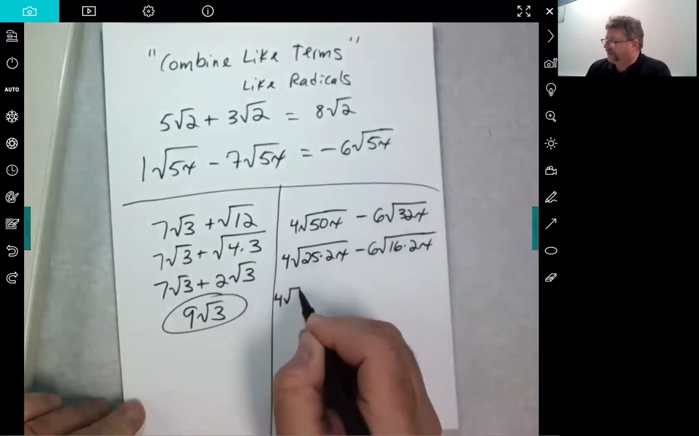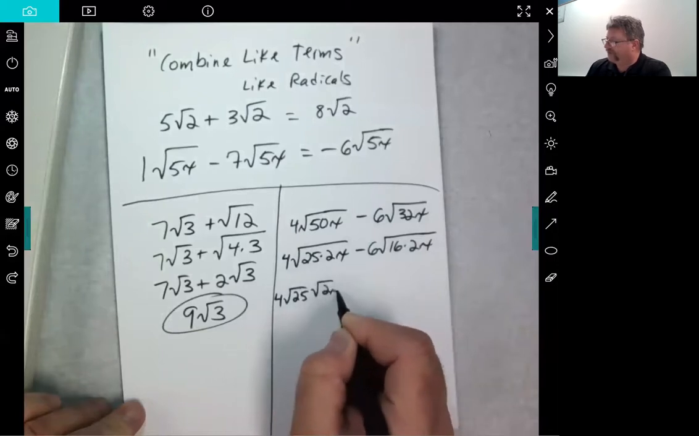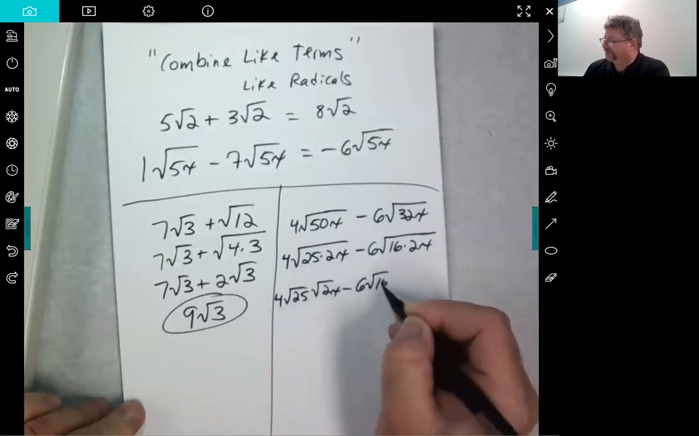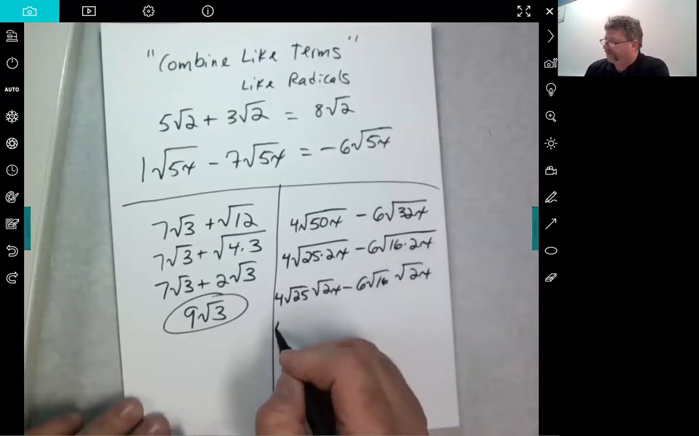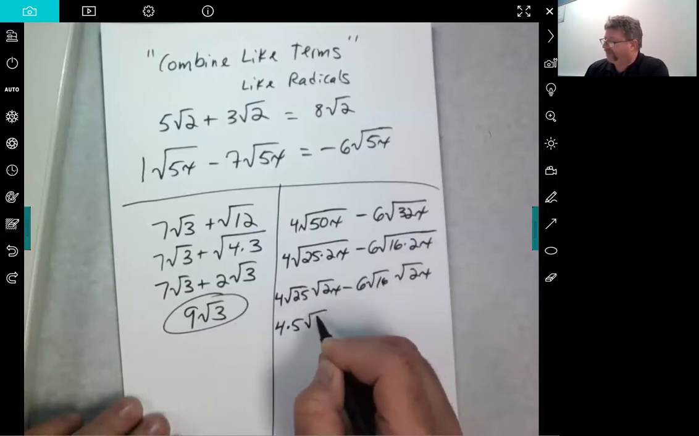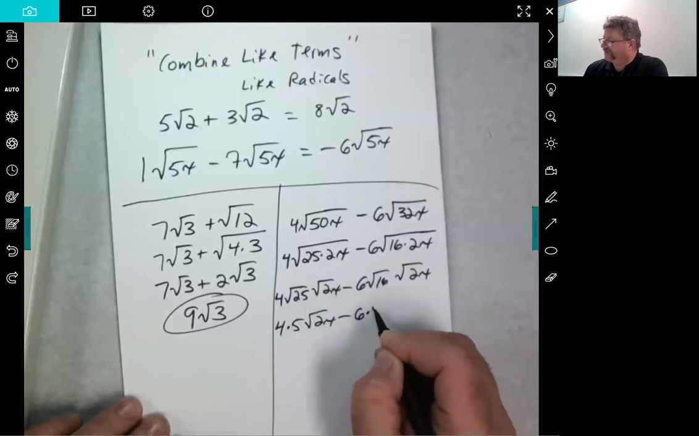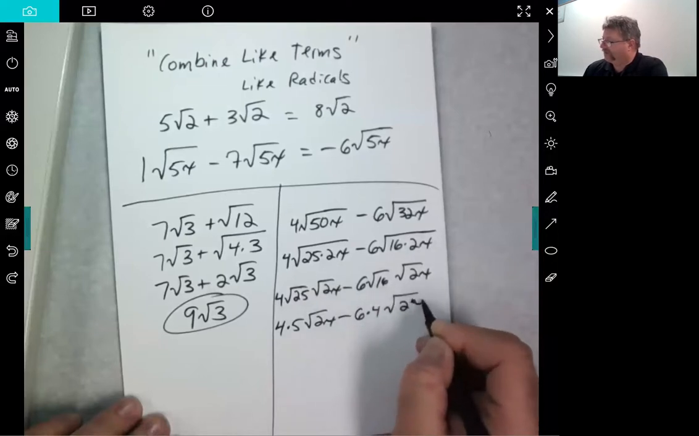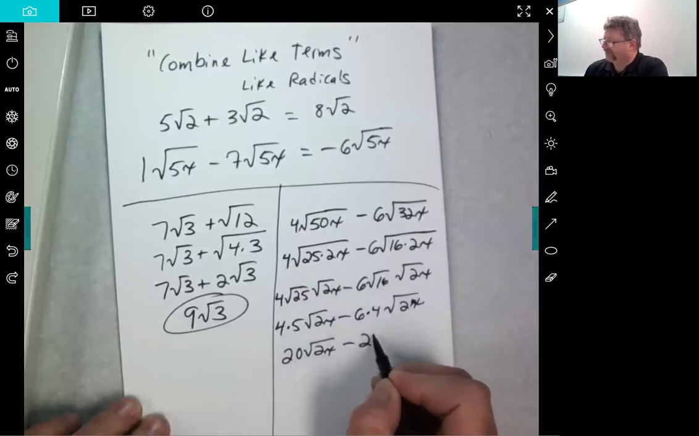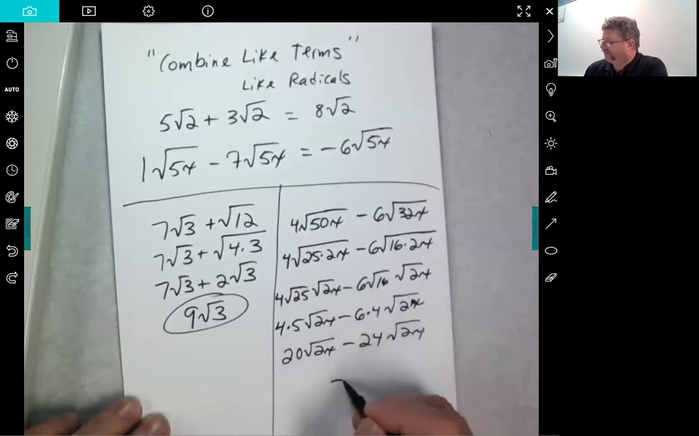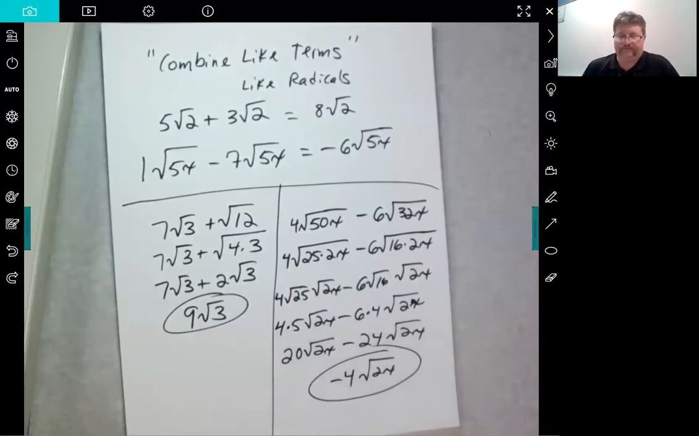Okay, so maybe I better show a couple steps here. That's really 4 times radical 25 times radical 2x minus 6 times radical 16 times radical 2x. That radical 25 is just a 5, right? So it's 4 times 5 radical 2x minus 6 times 4 radical 2x. So that's 20 radical 2x minus 24 radical 2x. So altogether, we're going to have a negative 4 radical 2x. Okay, everybody cool with that one?